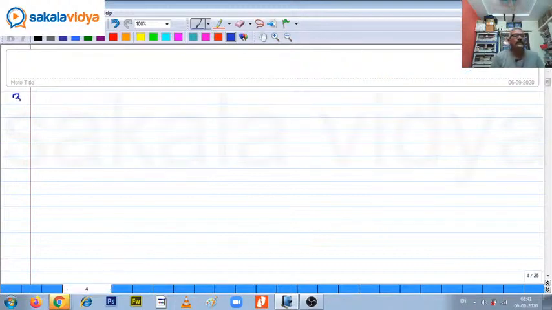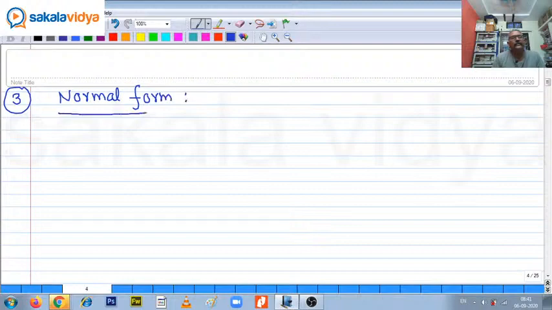Next, third point: normal form. We have discussed the general form, now the normal form. What is the normal form of a plane? Let us have a discussion on this one.